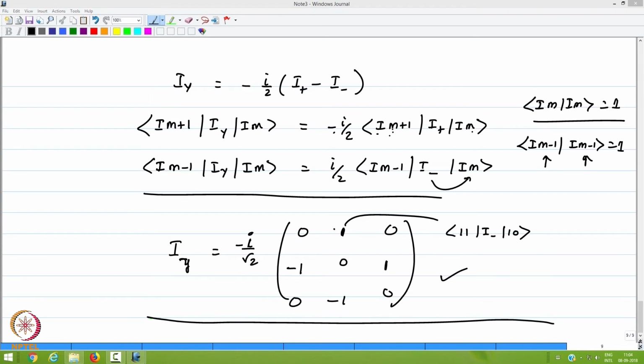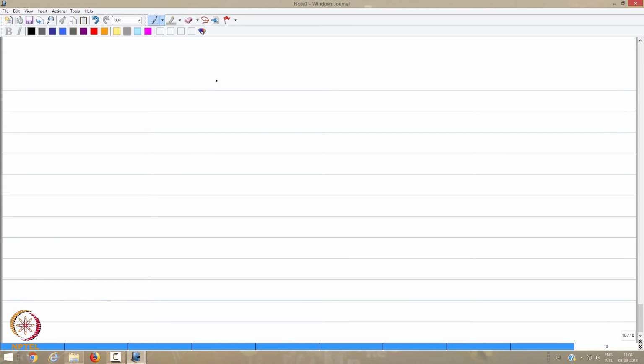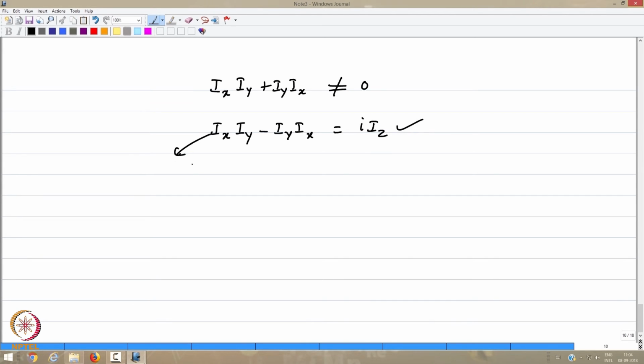These are the properties of spin-1 operators. However, for spin-1 or any higher spin angular momentum, Ix Iy plus Iy Ix is not 0. And for any spin, including spin half, the relation Ix Iy minus Iy Ix is always i Iz, no matter whether the I corresponds to spin a half or spin 1 or 3 halves and so on.